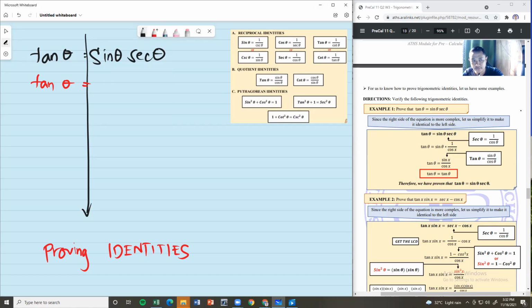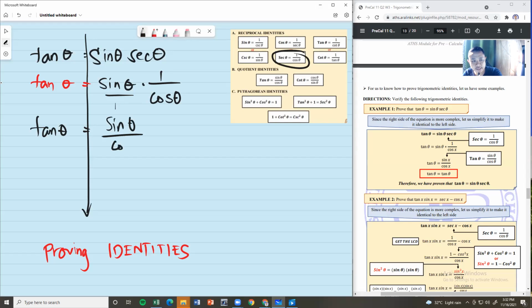So therefore, correct? That's correct. Let's change po the reciprocal of secant. Sine theta times the reciprocal of secant theta here is 1 over cosine theta. Can you follow? And then over 1. So tangent theta is equal to, dito sabay mong ginagawa both sides of the equation, sine theta over cosine theta.